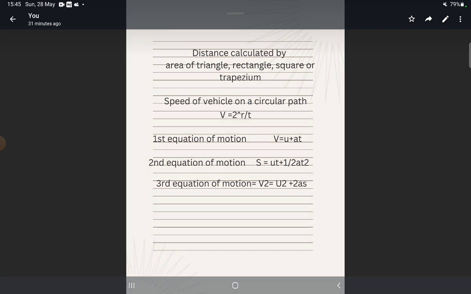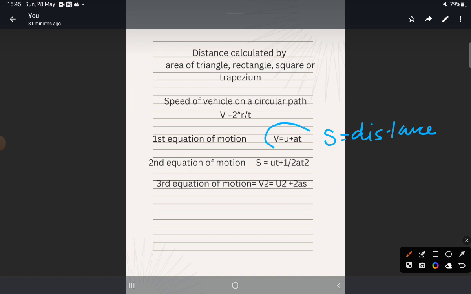Now, suppose you are given all the variables. Variables means whatever is given in the question of the numerical. Which formula will you use? How to get to know very quickly which formula you have to use. So first write down the variables and see if in the variables the s is missing, that is distance is missing, then just use the first equation of motion.